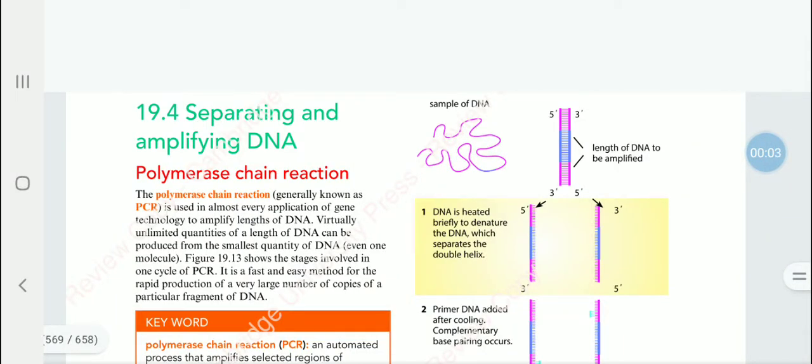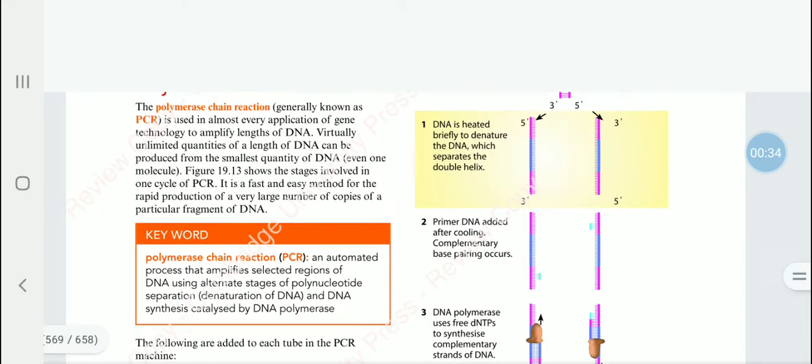Biology chapter 19 theory video 8: separating and amplifying DNA. This is done by using the polymerase chain reaction, which is referred to as PCR. This is used in all the gene technology related activities. Even if you have a single molecule of DNA, you can amplify it. You can create unlimited quantities of that DNA length.